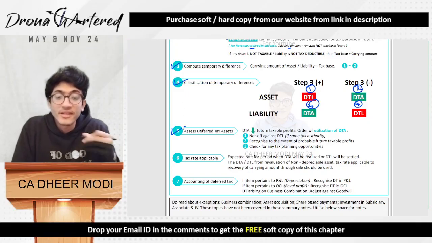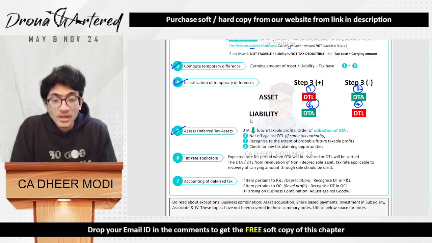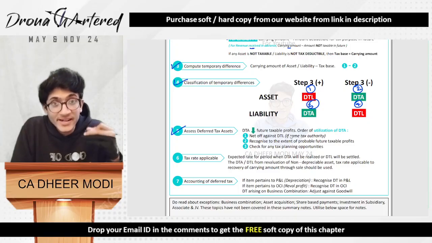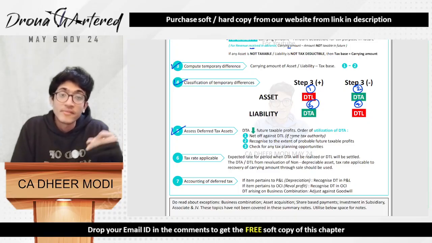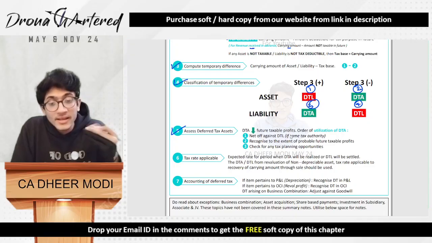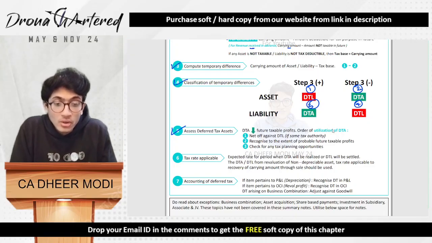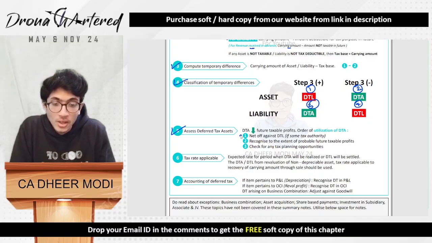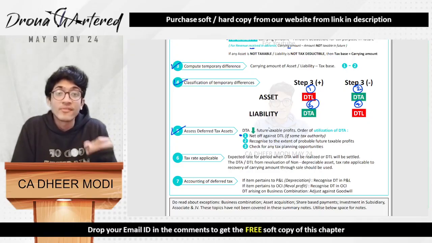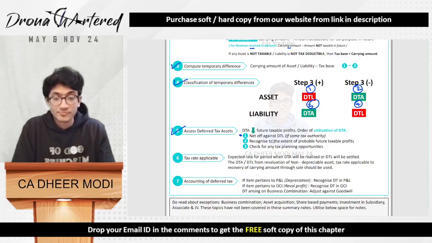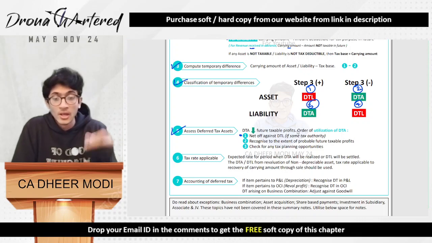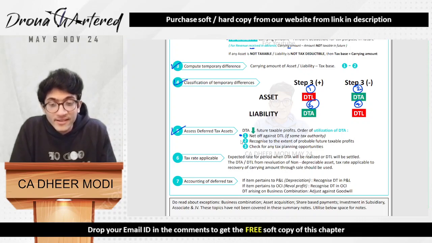Next is assess deferred tax assets. A deferred tax asset reduces future taxable profits, because right now you have paid excess tax, which means in the future years you will be paying lesser tax. So the order of utilization of DTA is as follows. First of all, you have to net off against deferred tax liabilities. The small condition is that it must be the same tax authority, that means if it is the state government in both the cases. So you net off first against deferred tax liability.